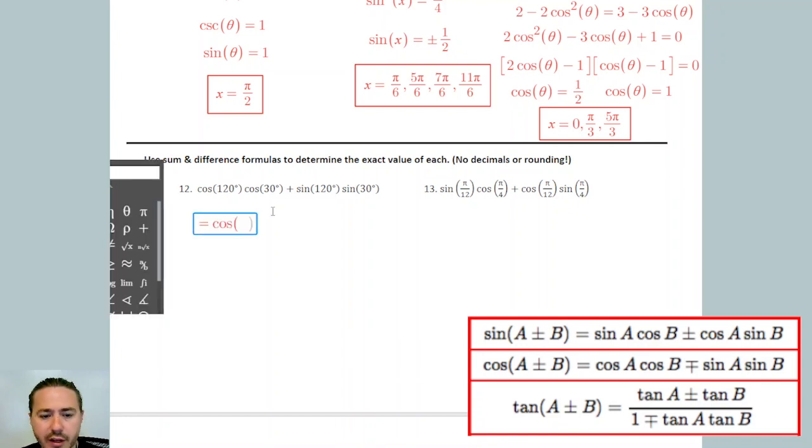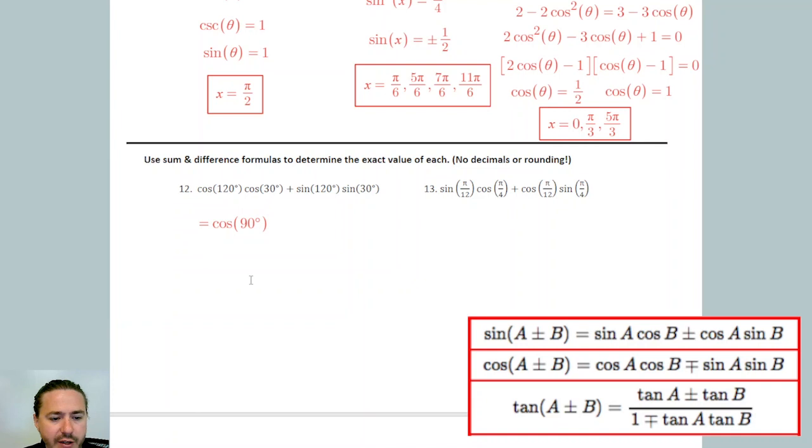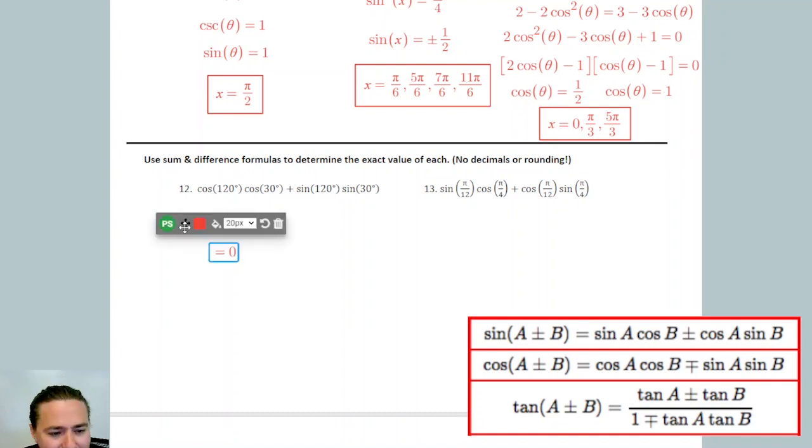cosine of a, now I have to decide if it's going to be plus or minus. If I've got a plus right here, that means my a plus b is actually going to be a minus b, like that. In this case, a is going to be 120, and b is going to be 30, so 120 minus 30 is 90. So again, cosine of 90. Cosine of 90 degrees is, got that in the wrong place. Let's try that again. So cosine of 90 degrees is going to be the x-coordinate at 90 degrees, which is going to be 0. Not very dramatic there, but that's what our answer is going to be.